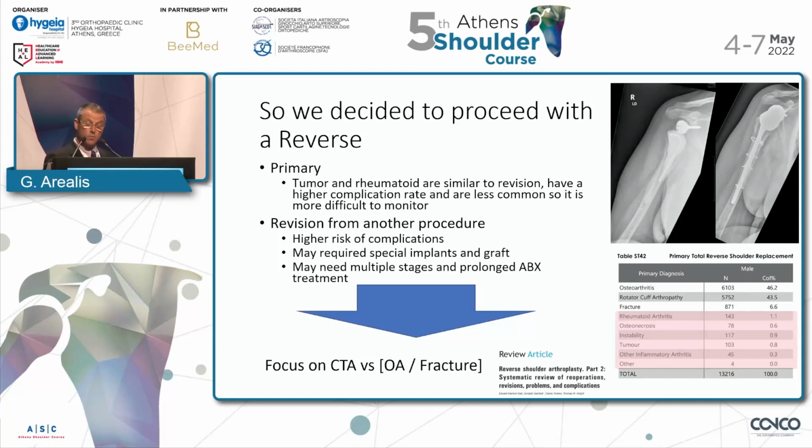And again, out of the primary uses, there are three main scenarios where we'll be using a reverse. It's osteoarthritis, rotator cuff arthropathy, and fracture sequela. All the rest are very uncommon indications and do not allow for a good statistical analysis if we delve into those.